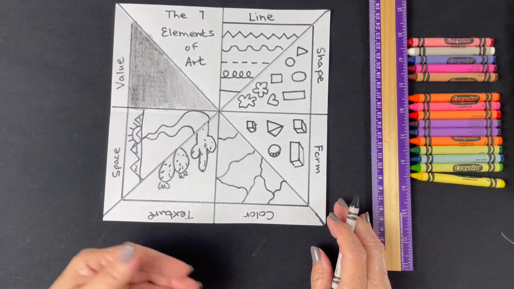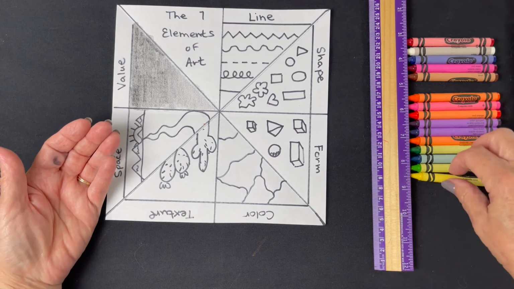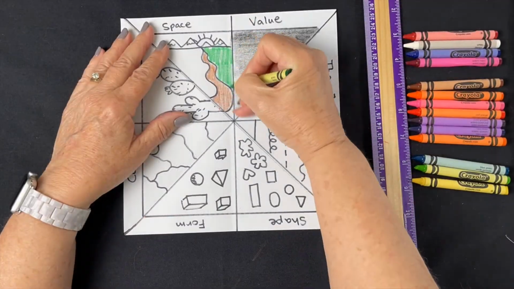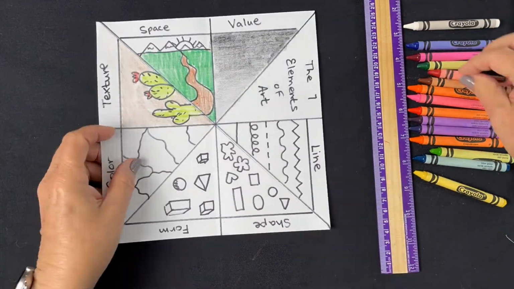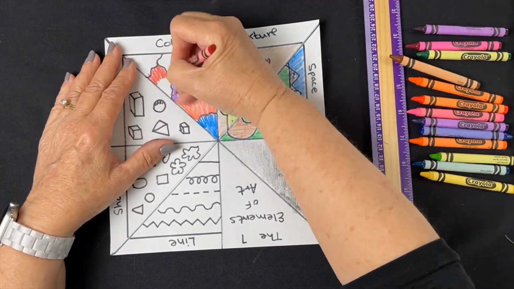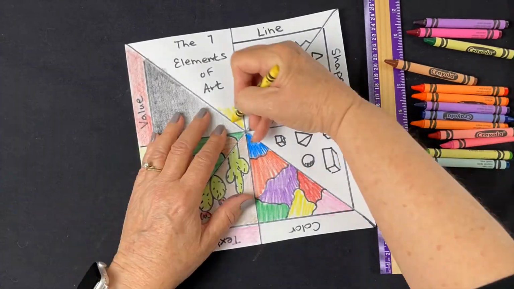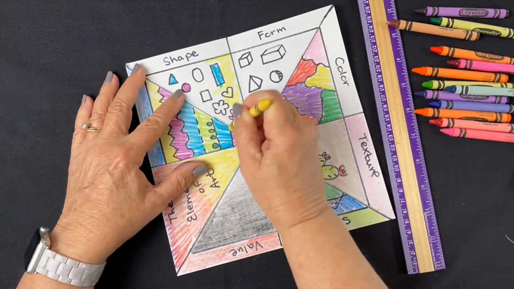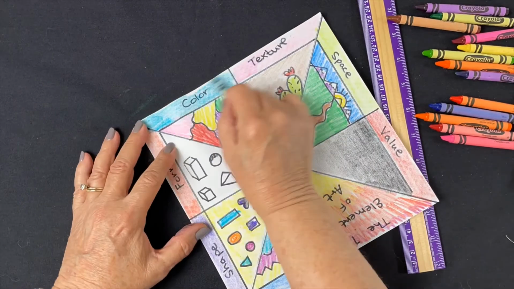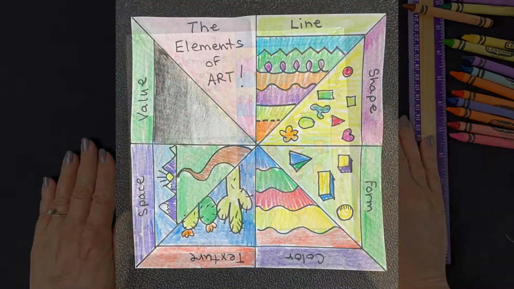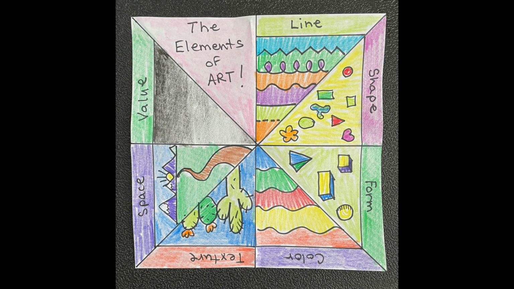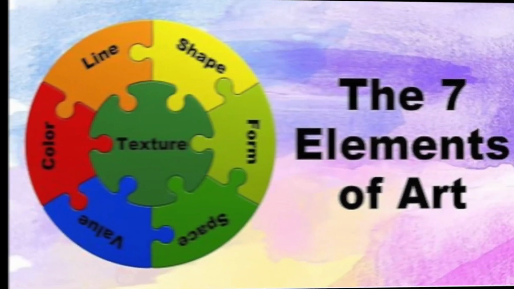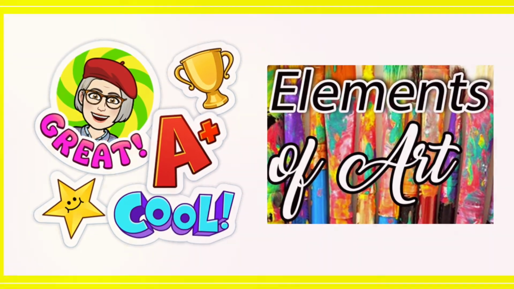Now I'm going to color in my Elements of Art chart using any colors that I want. Now that you have completed drawing and coloring in your chart, you have created a wonderful tool that will help you remember the very important 7 elements of art. Good job!